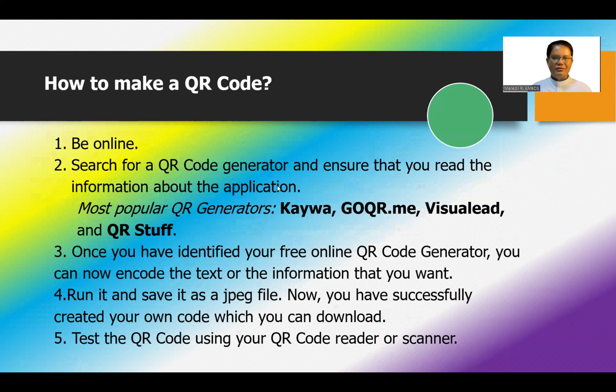How to make the QR code? First, we need to go online. The second is to search for a QR code generator, and make sure that you read the information about the application. Some of the most popular QR generators are KWA, GoQR.me, Visual Lead, and QR Staff. Once you have identified your free online QR code generator, you can encode the text or the information that you want. Then number four, run it and save it as a JPEG file. Now you have successfully created your own code, which you can download. And number five, test the QR code using your QR code reader or scanner. So that's it.